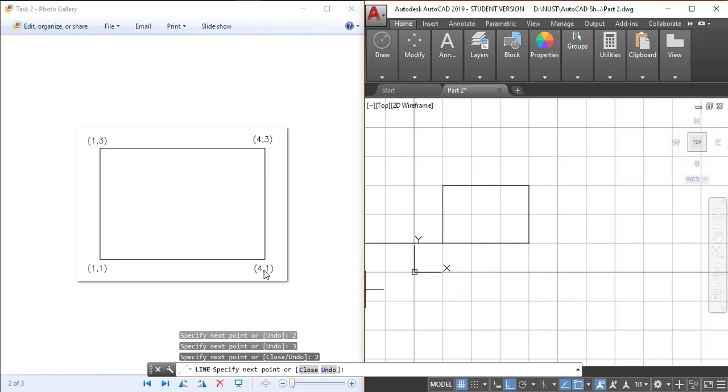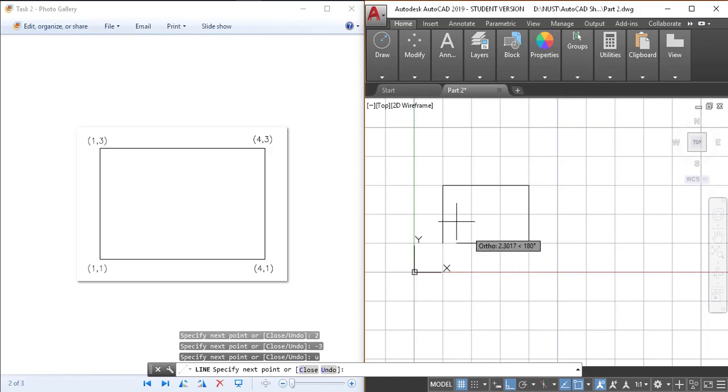So now we have to move from 4 to 1. It means minus 3 in x-axis. So we will just direct the arrow in the negative x-axis and type minus 3, press enter. So you can see that it's not going in the right direction, or we drew a line which is not correct. So in order to erase this line, either we can click on this undo button, or we can type simply U and enter.